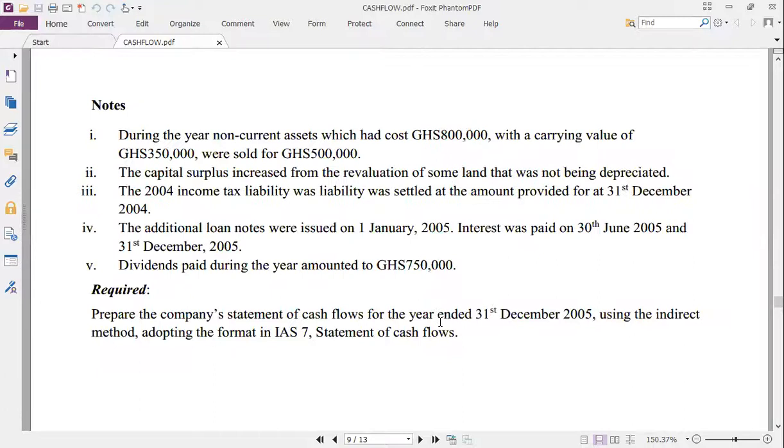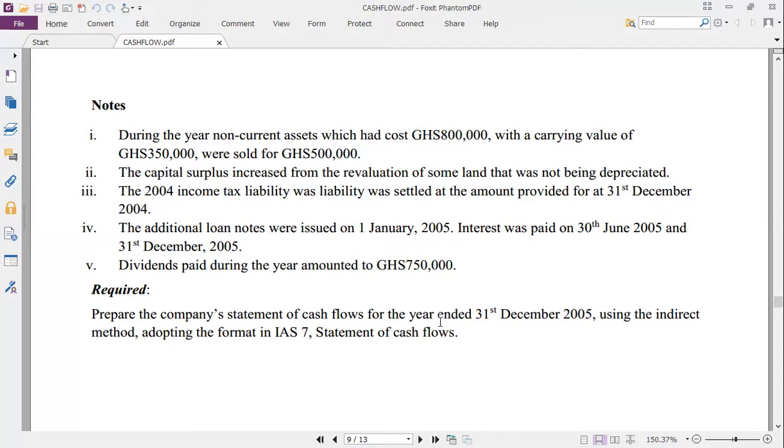Okay, so note 3. The 2004 income tax liability was settled at the amount provided for at 31st December 2004. So here it will pop up. It means that the tax paid was the 2004 income tax provision. Yes, that will be the tax paid. If you calculate, you get the same answer. That's the implication. But it will pop up in the calculation. So such notes are just there for confirmation.